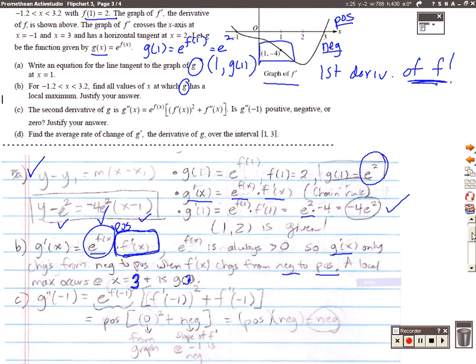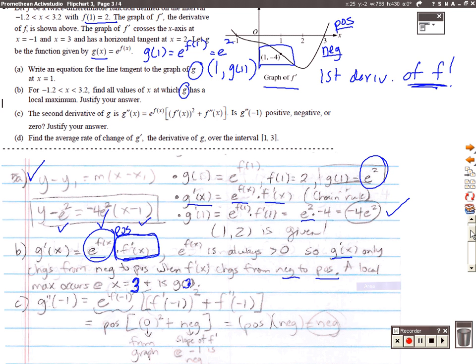Letter C. The second derivative of g is given as what we see. Is the second derivative at -1 positive, negative, or 0? Justify your answer. Well, I'm going to substitute -1 in place of all the x's. And again, we know that e to any power gives me a positive outcome. The first derivative at -1 squared, the first derivative at -1 from the graph we can see is 0. And 0 squared is 0.